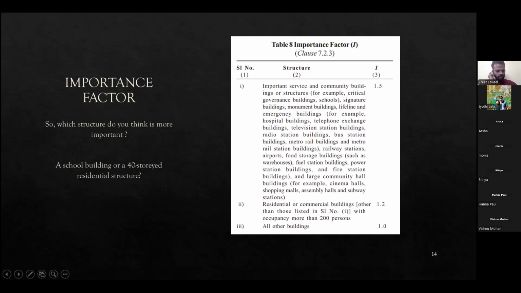Am I audible? Something happened to my mic. Yes, sir, now audible. Okay.